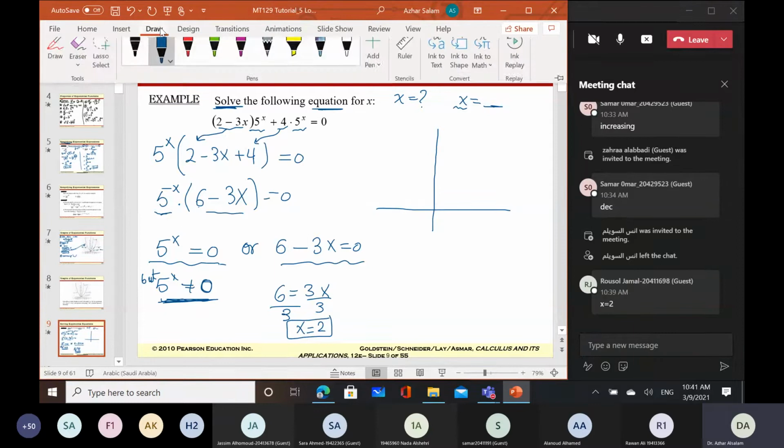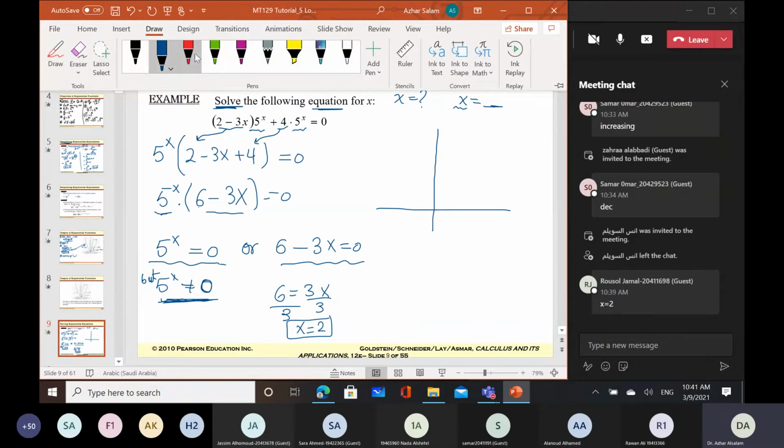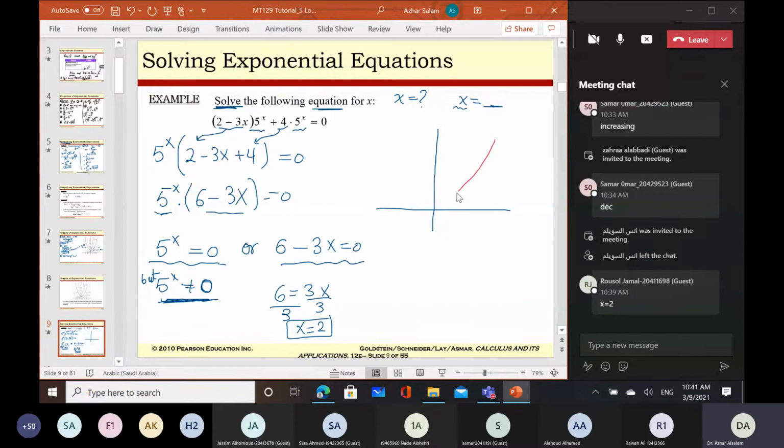Okay, and to complete the graph of this function, 5 to the power x, it will be like this. It will only approach zero, but it will never reach it, even if I go to minus infinity. عشان كذا أقول إن الخط المحور السيني هو خط تقاربي. أسميه asymptote line, أو خط تقاربي للدالة. Okay, I will mention that later.